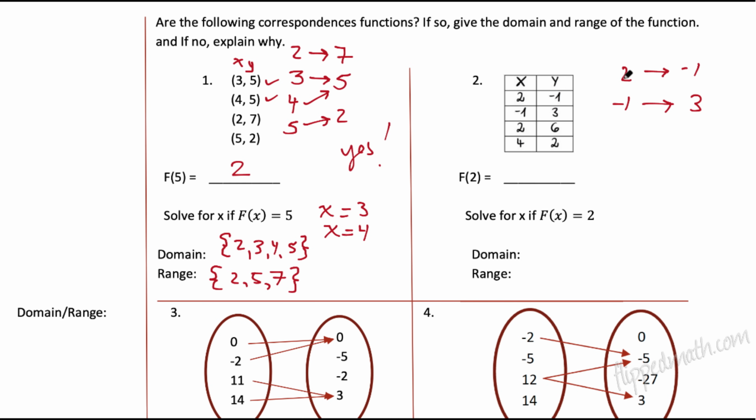And then 2, I already have a 2. 2 is going to 6. I think you see the problem that's showing up here. And then 4 is going to 2. Well, look. We have 2 going to -1 and 2 going to 6.